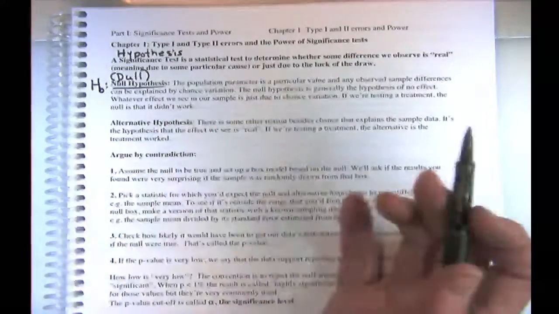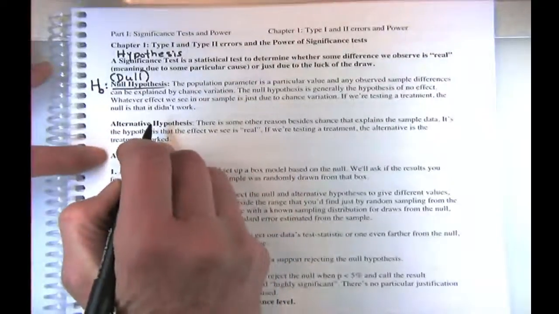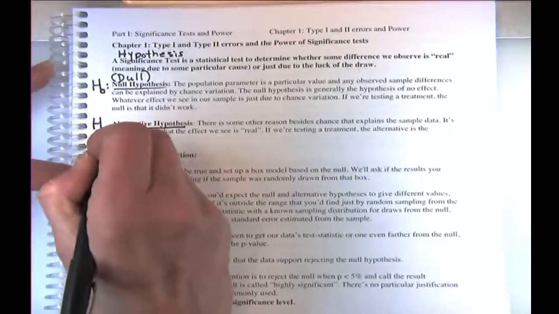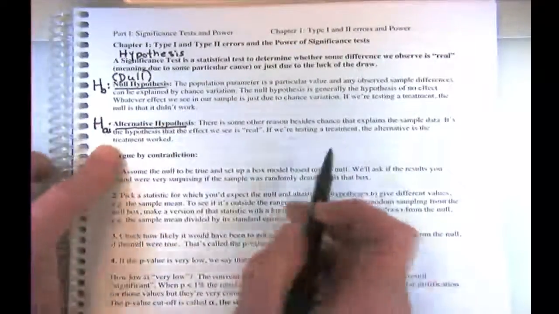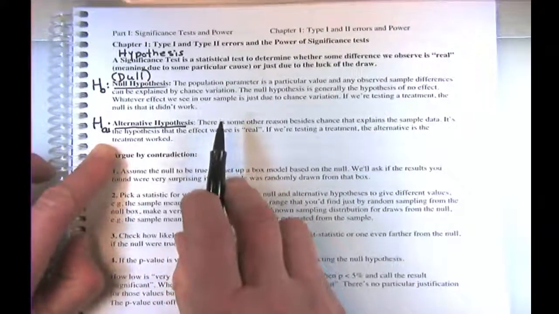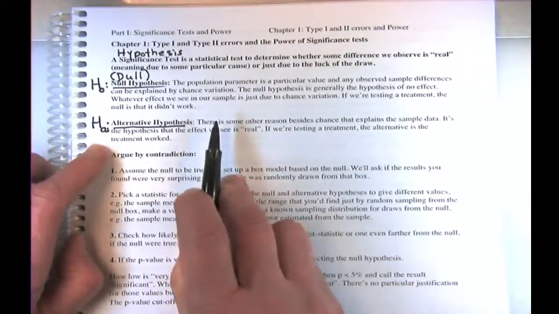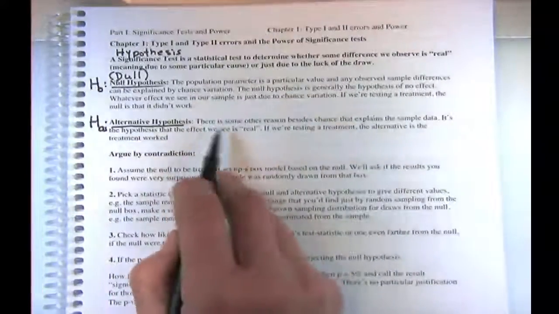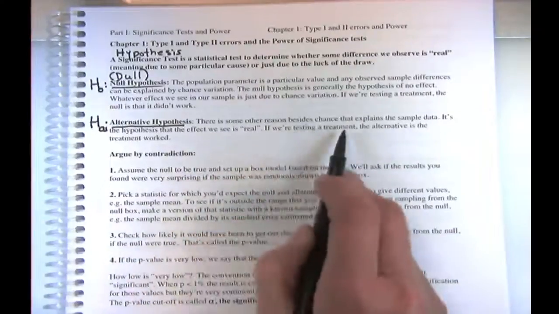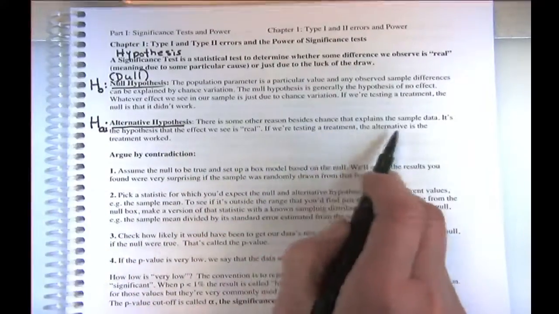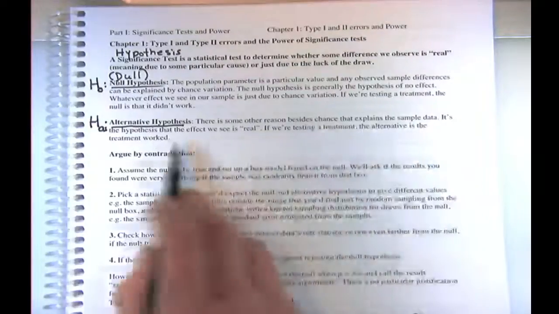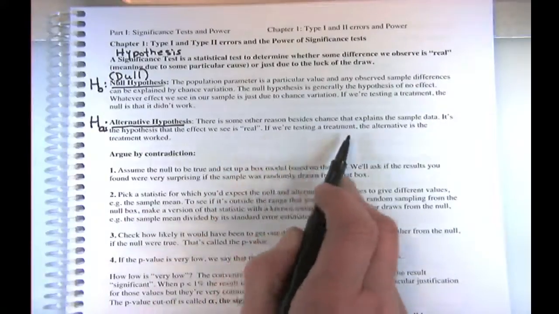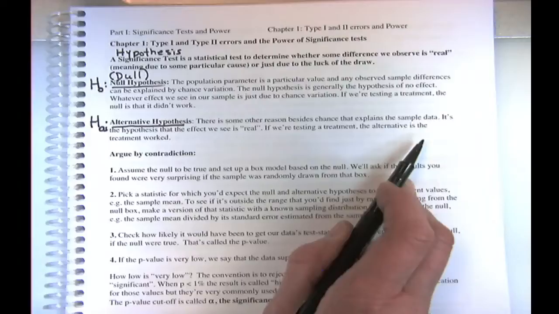All right? Now, you also have an alternative hypothesis, abbreviated by H sub A for alternative. And this hypothesis says no, the difference you see in your sample compared to what you'd expect in the population is due to some other reason besides chance. There's some other reason that explains the sample data. It's the hypothesis that the effect we see is real. So if we're testing a treatment, the alternative is that the treatment worked.